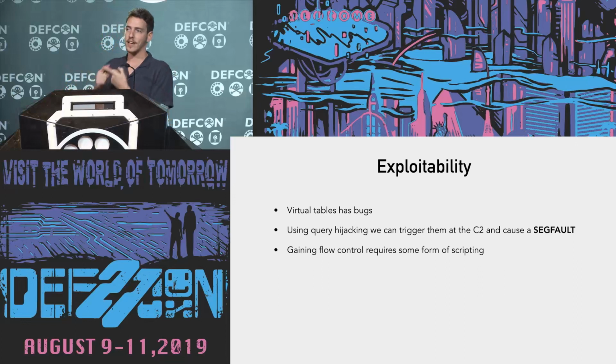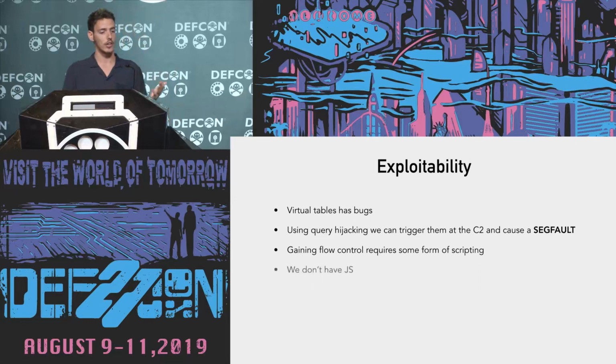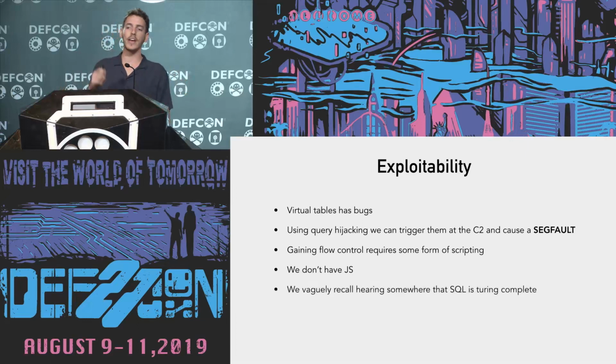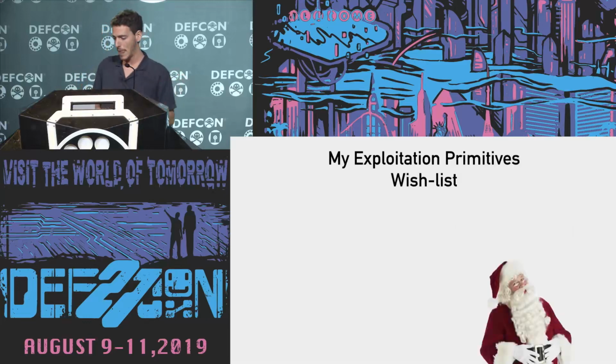We want to bypass ASLR. We want to have some logic. However, we don't have the JavaScript interpreter, so we don't have any variables or arrays to use like you would in web SQL exploitation. However, we do vaguely recall hearing somewhere that SQL is Turing complete. So we decided to put it to the test in terms of exploitation. And we started writing our own wish list for exploitation primitives.